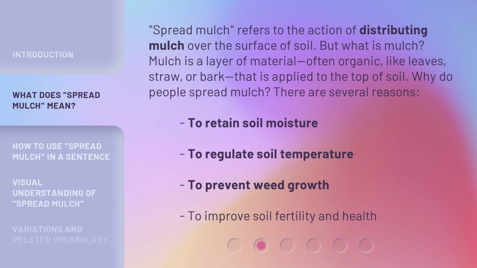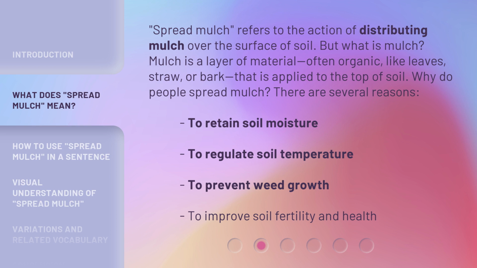Spread mulch refers to the action of distributing mulch over the surface of soil. But what is mulch? Mulch is a layer of material, often organic, like leaves, straw, or bark, that is applied to the top of soil.